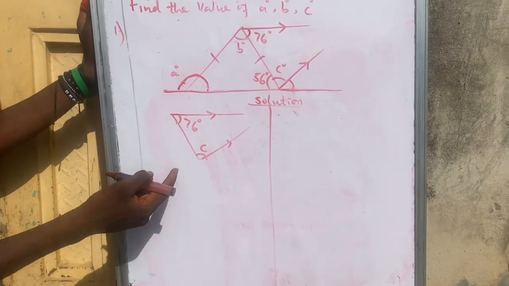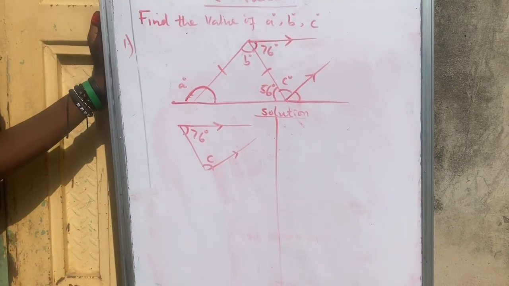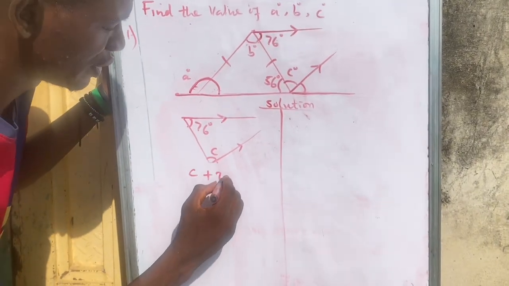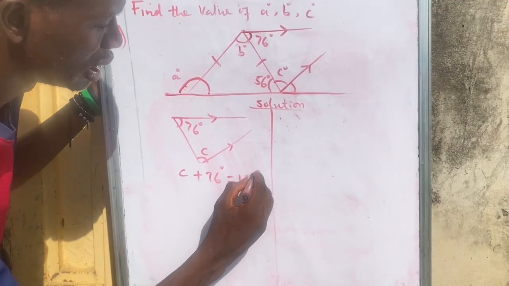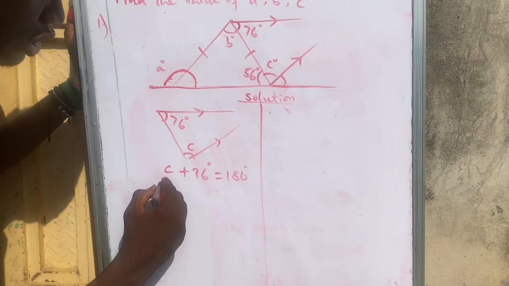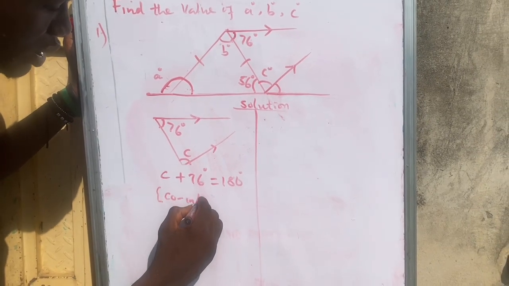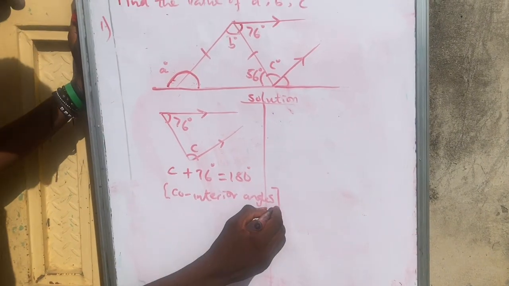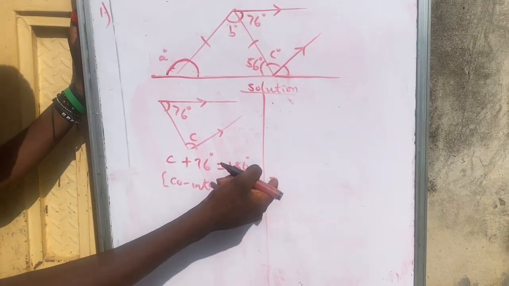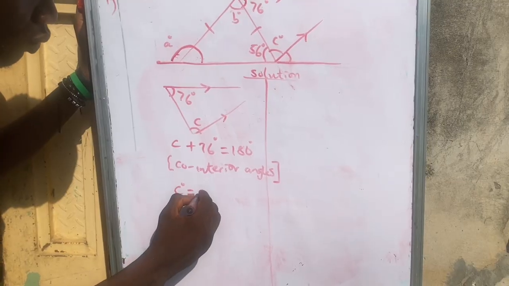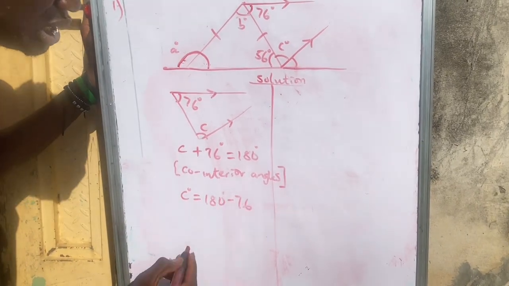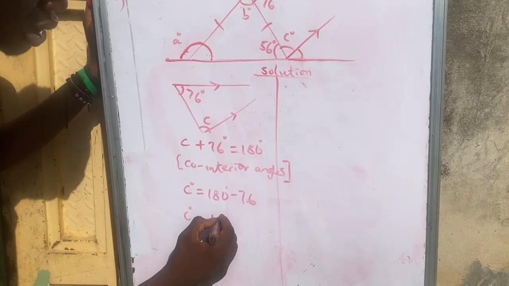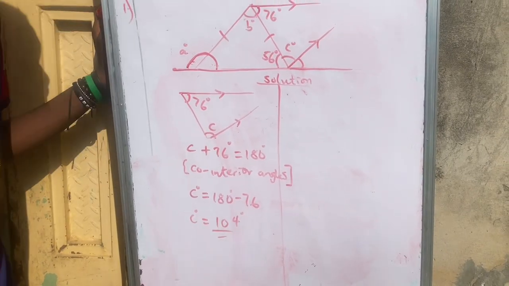We can get C. This is co-interior angle, and I told you from the last lesson that they add up to 180 degrees. So C plus 76 degrees must give us 180 degrees, because they are co-interior angles. Now let's work on that. To get C, we just take this over to the other side. C will be 180 degrees minus 76. Can we see that? Then angle C will be 180 minus 76, which gives us 104. So we've gotten angle C to be 104.